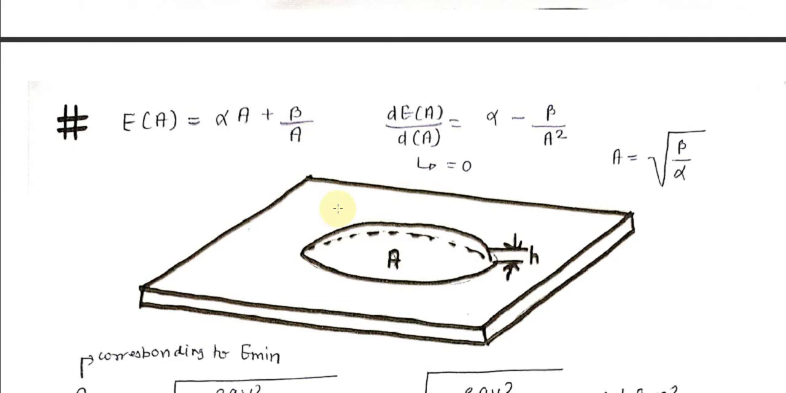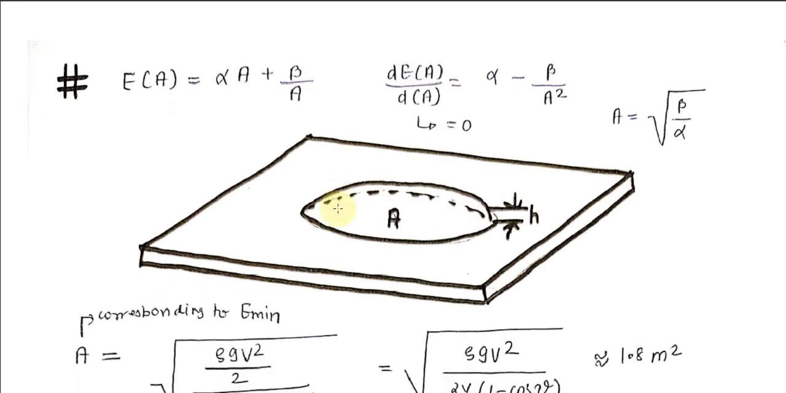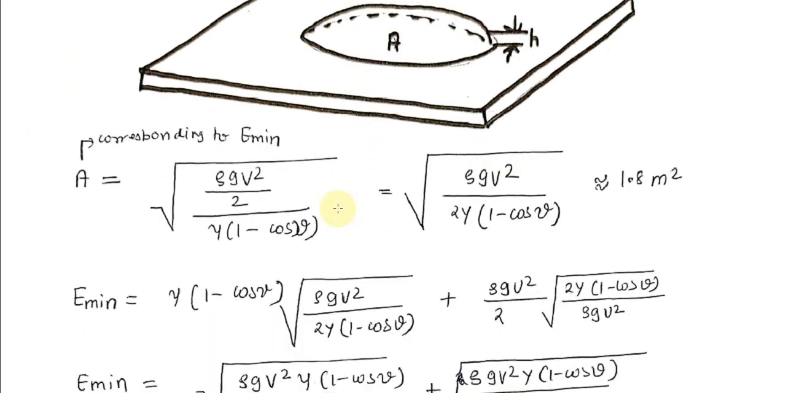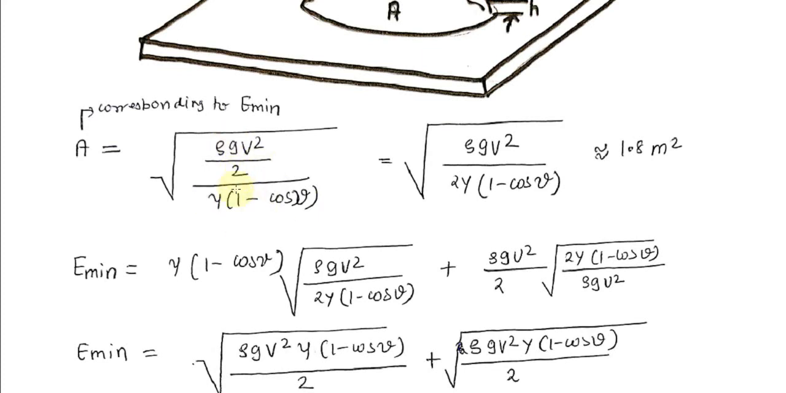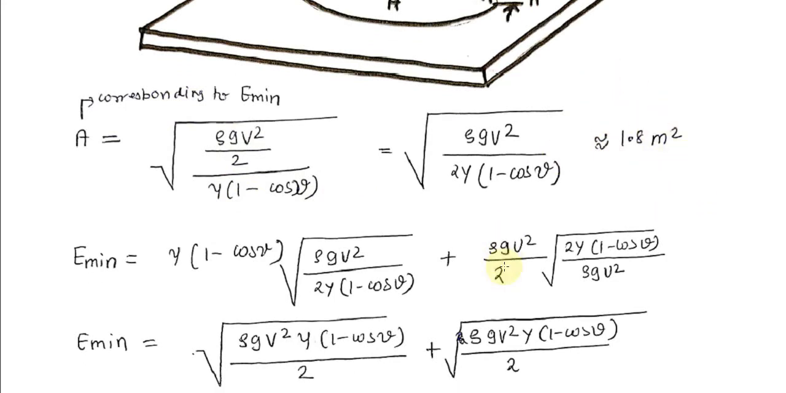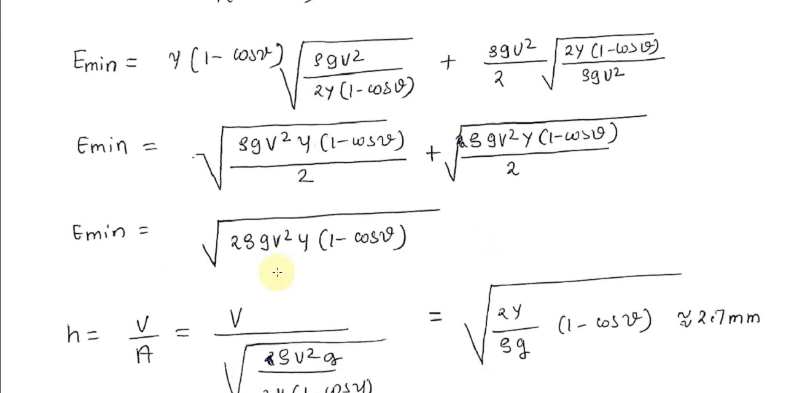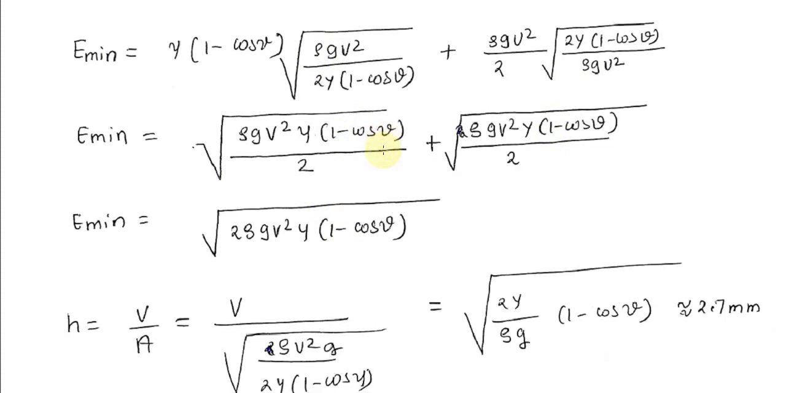So for the minimum energy we should just differentiate it and equate it to 0. We get A as root of beta upon alpha. So corresponding to E minimum we get the area as rho g V square by 2 into 1 divided by gamma into 1 minus cos nu, and we get this area as 1.8 meter square. If I calculate the corresponding minimum energy, the calculation will go somewhat like that, and amazingly we get to know that both of these terms have the same value. So the minimum energy is just 2 times either, as the surface energy and the potential energy give us the same value.